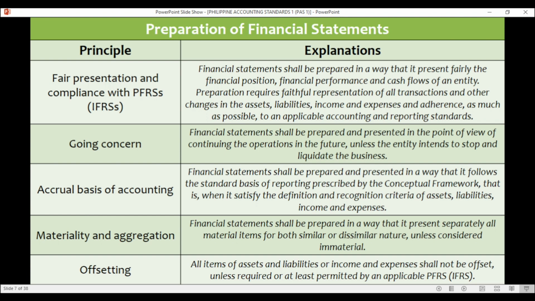Offsetting. All items of assets and liabilities, or income and expenses, shall not be offset unless required or at least permitted by an applicable PFRS or IFRS. Example of that is the presentation of your deferred taxes. Deferred tax benefit should be presented separately as an asset. And deferred tax liability should be separately presented as part of the liabilities. They should not be offset.